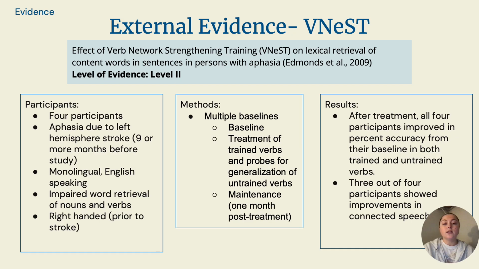So this study used a multiple baselines approach. They had the baseline data, treatment of trained verbs and probes for generalization of untrained verbs that they took data on, and a 1-month post-treatment maintenance. The results show that after treatment, all of the participants improved in their percent accuracy from their baseline in both trained verbs and untrained verbs that were not used in the study. Another piece of the results is that 3 out of the 4 participants showed improvements in their connected speech overall.